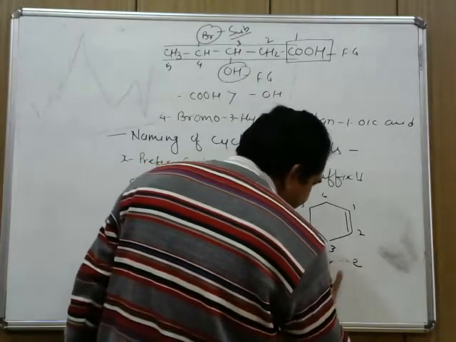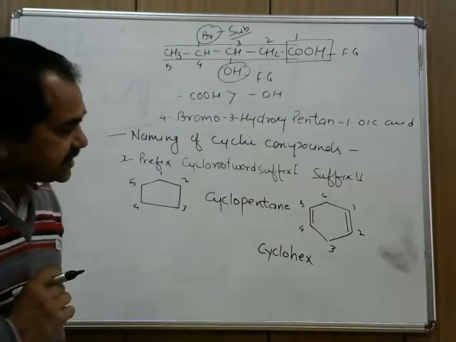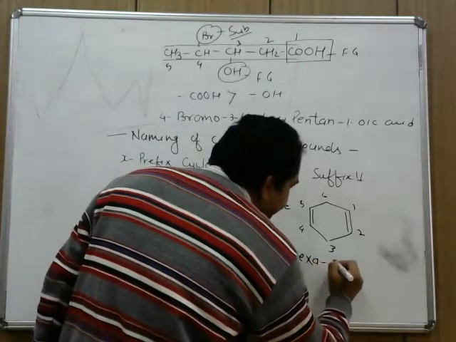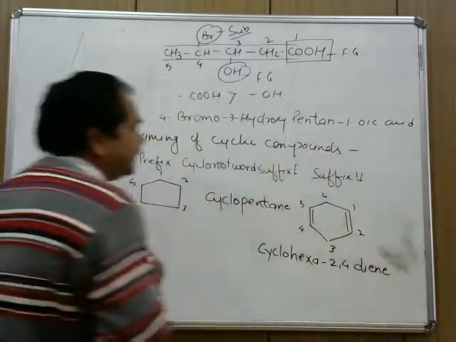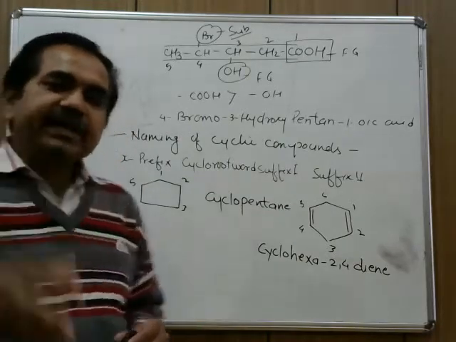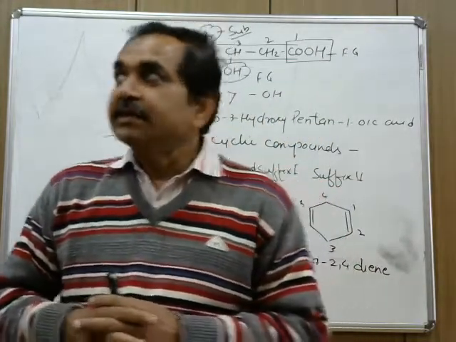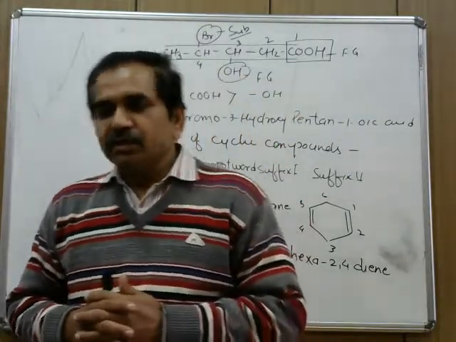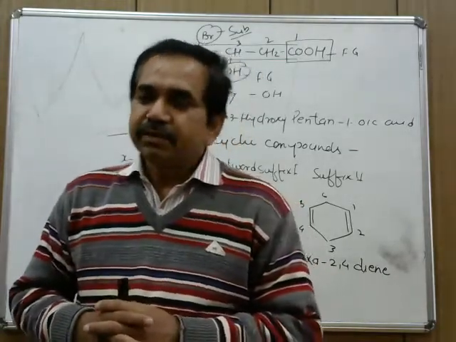But if this is the compound, then it is cyclohexa-2,4-diene. So all the rules that are applied for the naming of open chain compounds are also applied for the naming of cyclic compounds. The only difference is that the word cyclo is written before the root word.